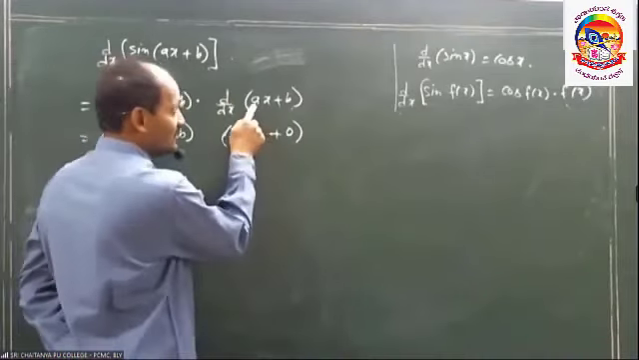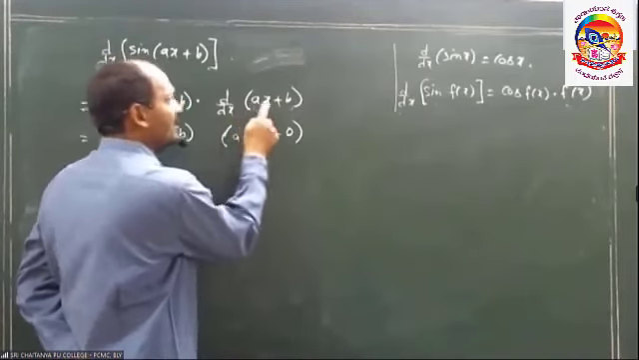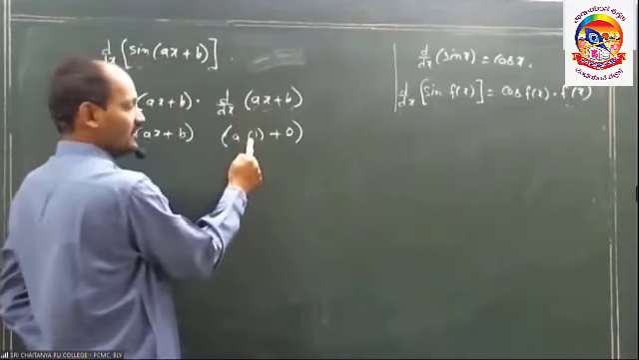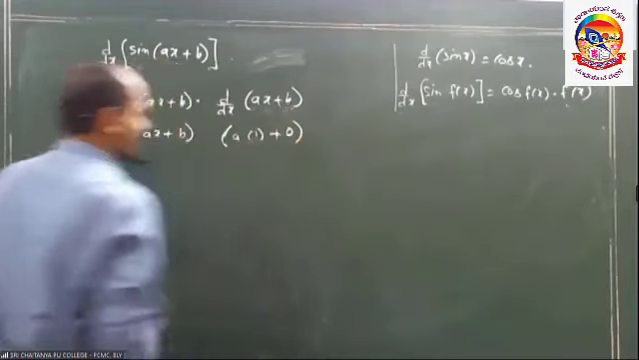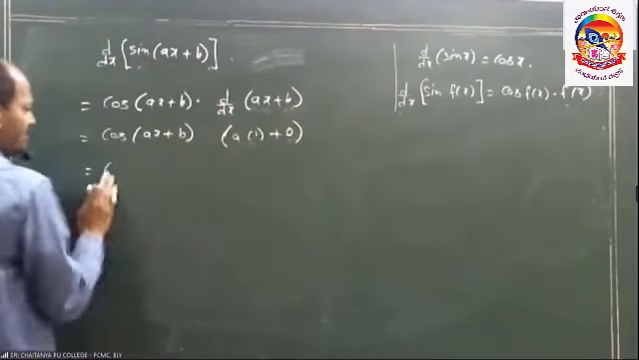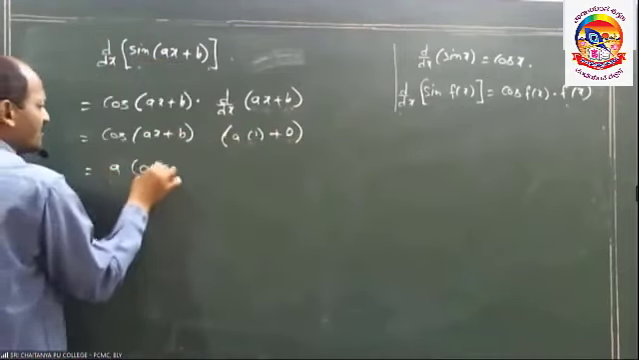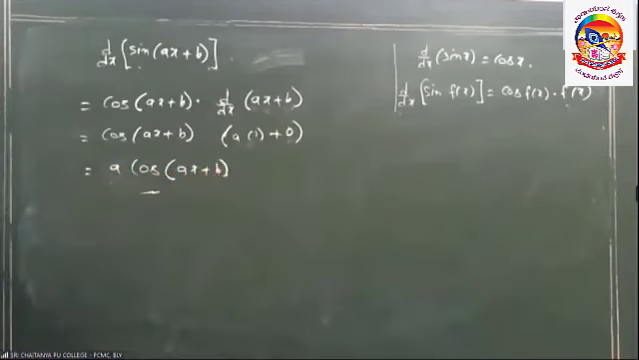Here a is also a constant, but it is a into x, a into the derivative of x, which is a into 1. The derivative of a constant function is 0. So it is a plus 0, which is a. So a cos of ax plus b is the derivative of sin of ax plus b.